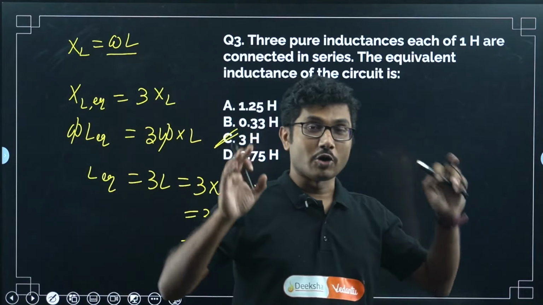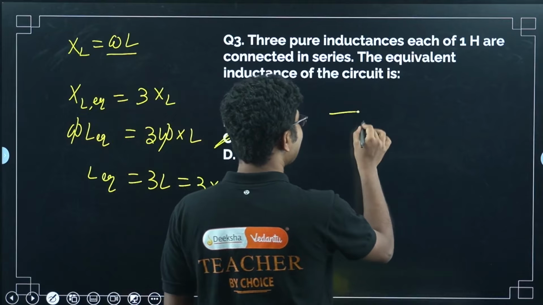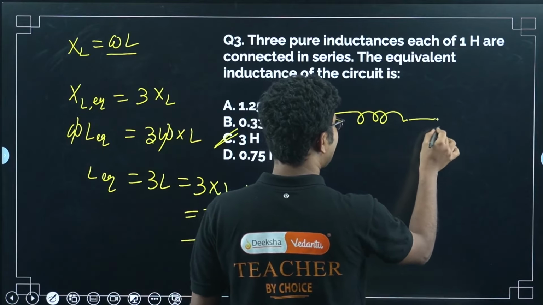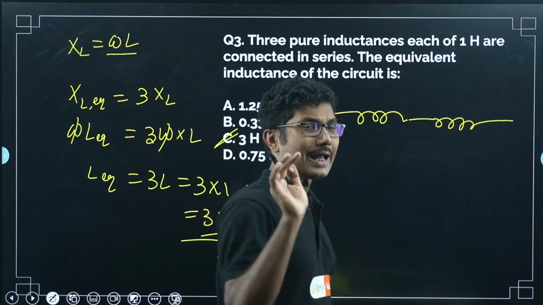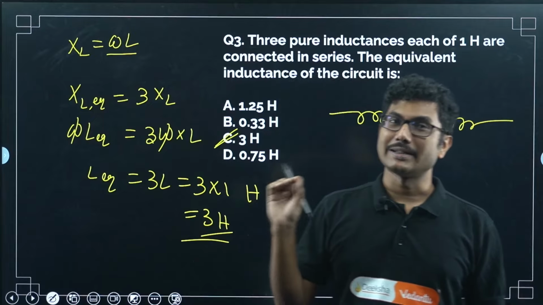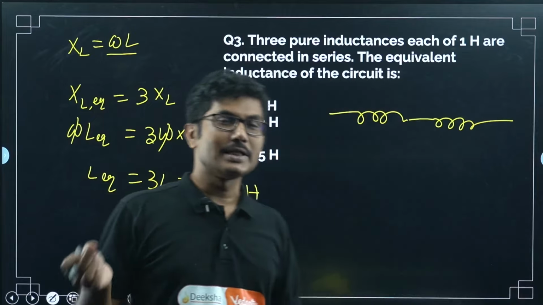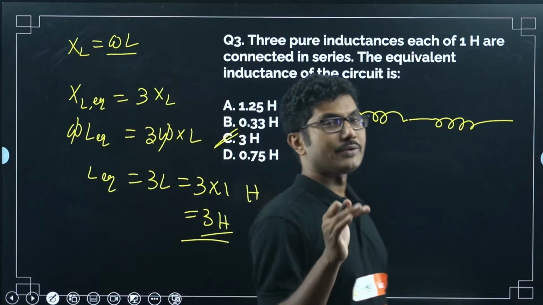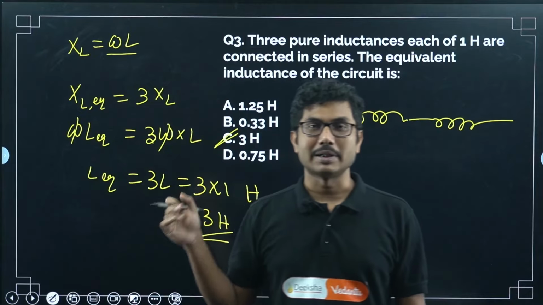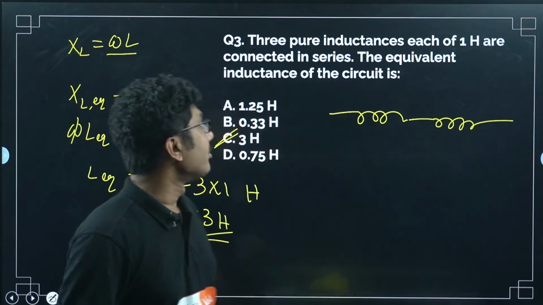Now for normal inductances, when inductances are connected in series, their inductances are simply added, just like resistances. In parallel, we have to use the formula 1/L = 1/L1 + 1/L2 + 1/L3. Right, now let's move on.